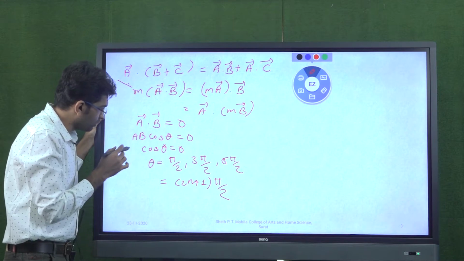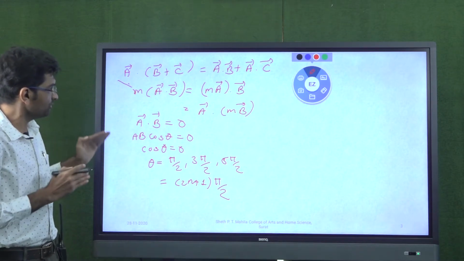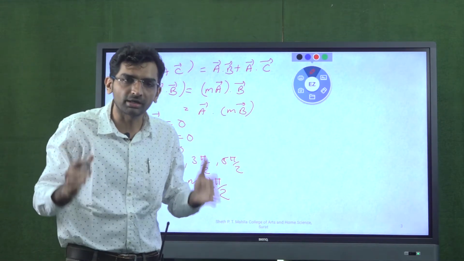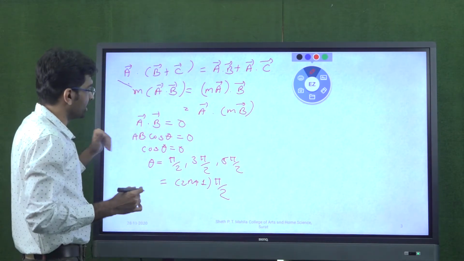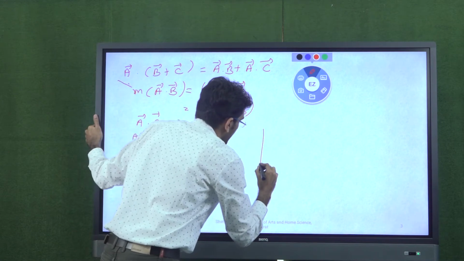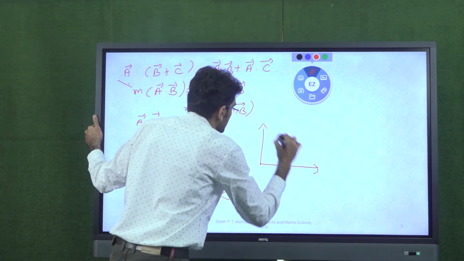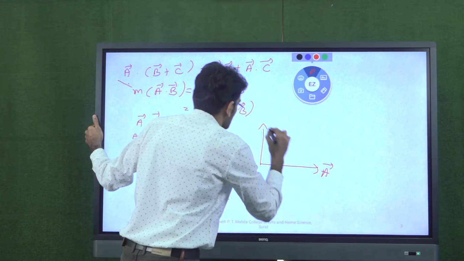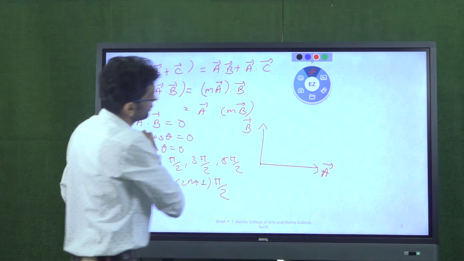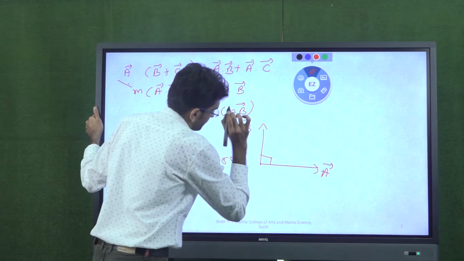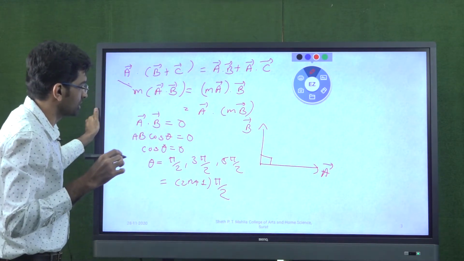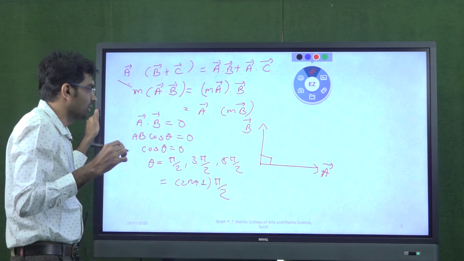Basically, what I want to tell you is, if the scalar product of vectors is equal to 0, then you can say that the two vectors are exactly perpendicular to each other. So whenever you find that the scalar product is 0, then the vectors are perpendicular to each other, or vice versa.